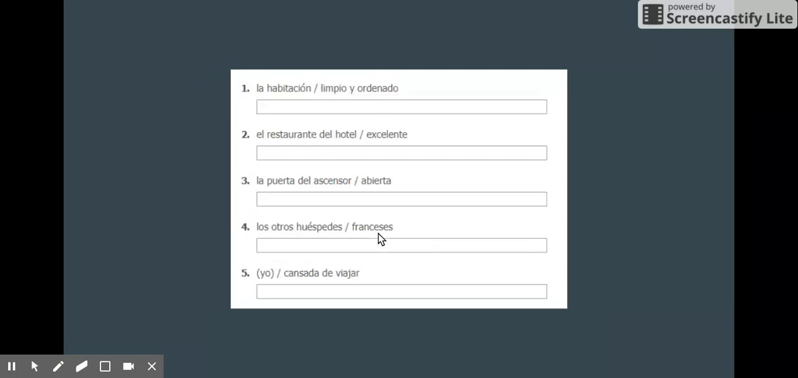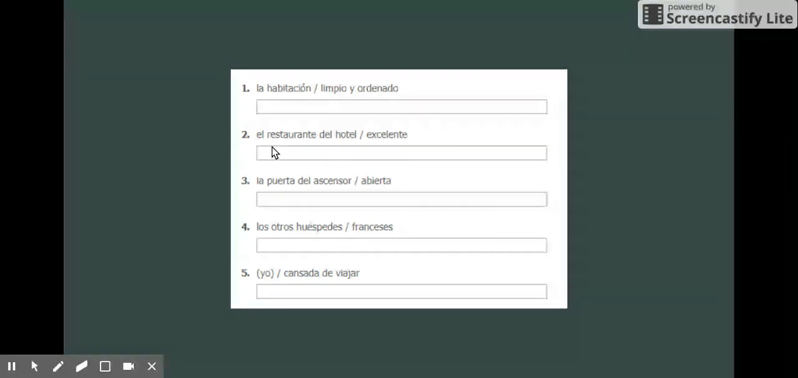So for the homework, each of these activities only uses ser or estar, although depending on the wider context, it could be one or the other. In all of these, only one verb is correct. So for the first one, la habitación, blank, limpio y ordenado. Well, it's talking about a condition of it, clean and ordered. So the only logical choice would be estar. So la habitación está limpio y ordenado.